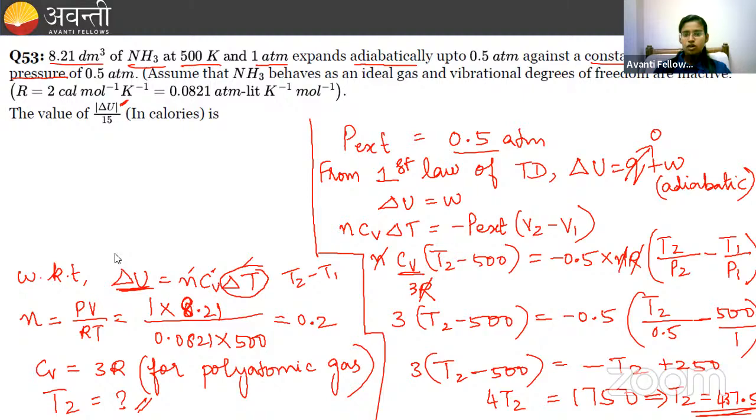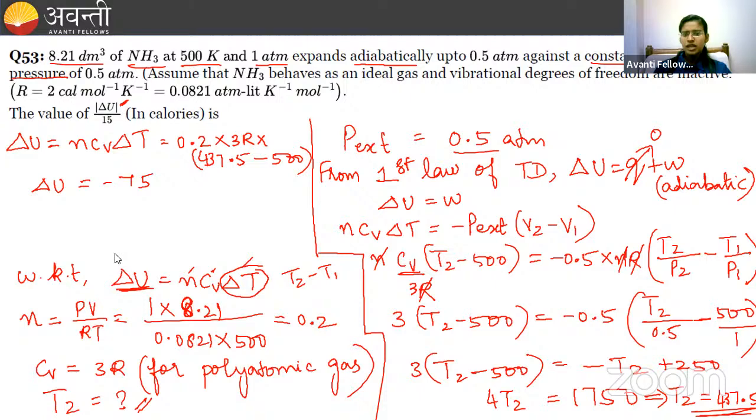Yeah. So this is the formula which we need to use to find out the answer. Finally, del U is equal to n Cv del T. So n value is 0.2, Cv is 3R, and del T is 437.5 minus 500. Now, if we multiply everything, we will get the value for del U as minus 75 calorie. But we need to find out the value of modulus of del U by 15, right?